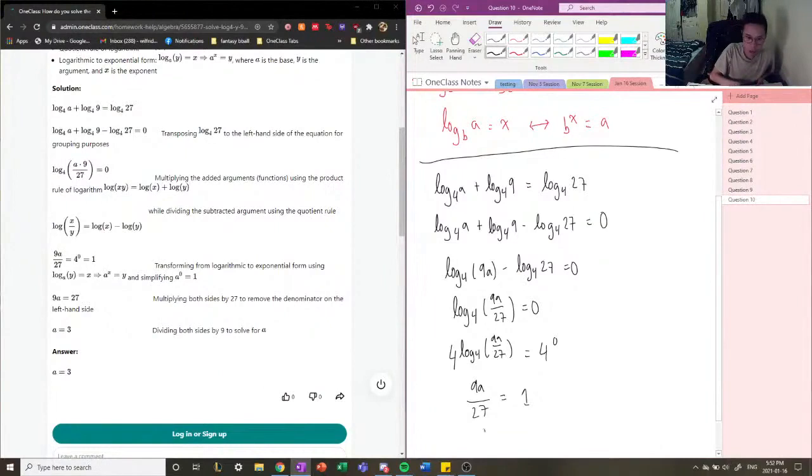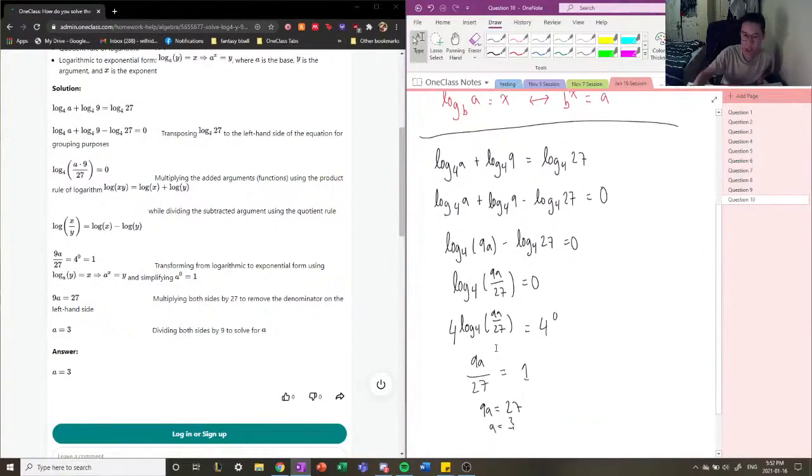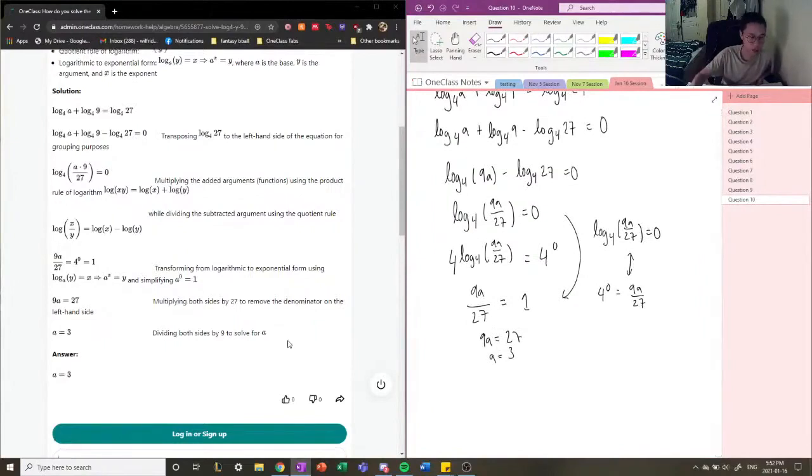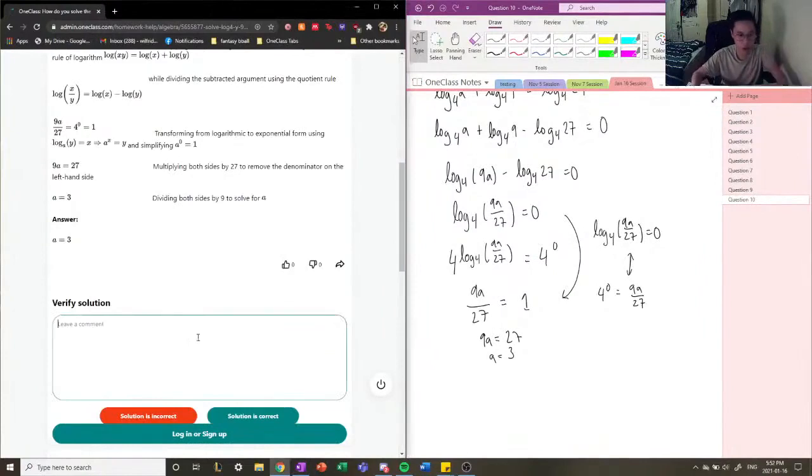Now we can isolate for a, which is going to be 9a equals 27, and a is equal to 3 if we divide both sides by 9. We got from this step to this step by using our logarithmic to exponential form, which states that log base 4 of 9a divided by 27 equals 0 is the same thing as writing 4 to the power of 0 equals 9a divided by 27. So we have found the value of a which makes our original expression true, so this solution is correct.